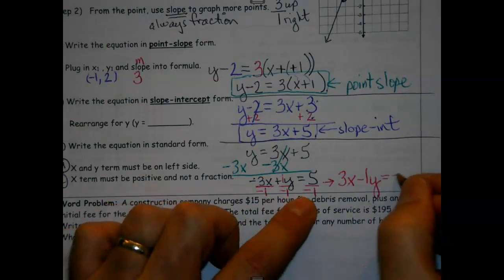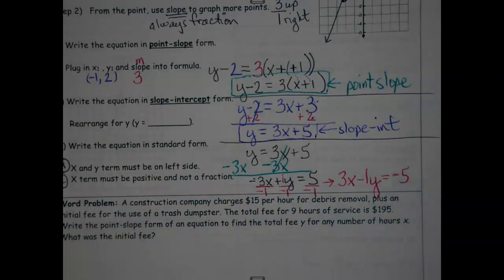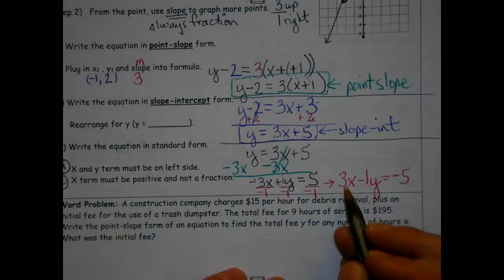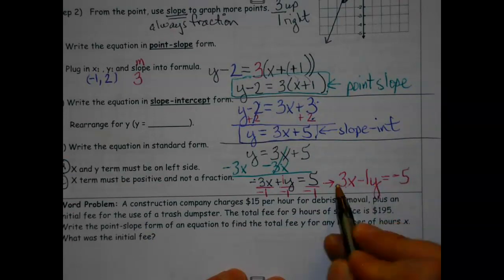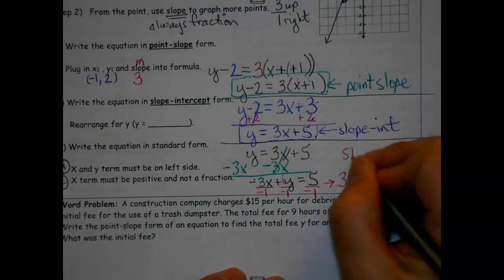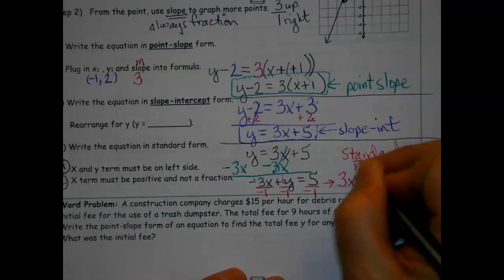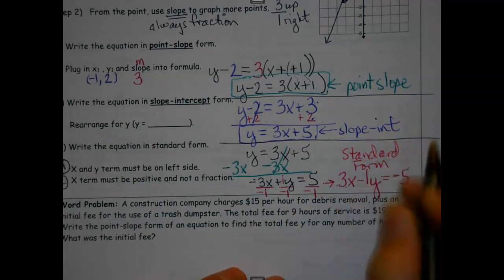Correct. The only thing that can't be negative is what they call the a value, the number that's in front of x. Once x and y are on the same side, and that's positive, this is what we call standard form.